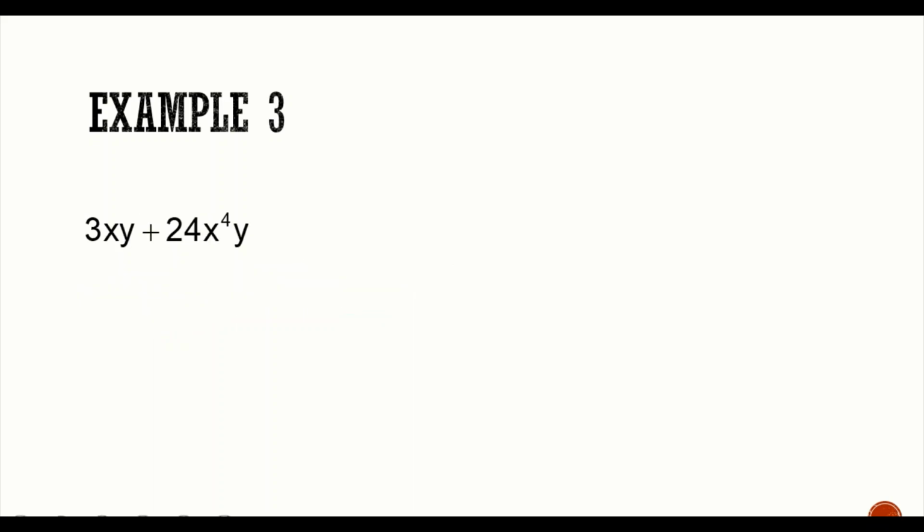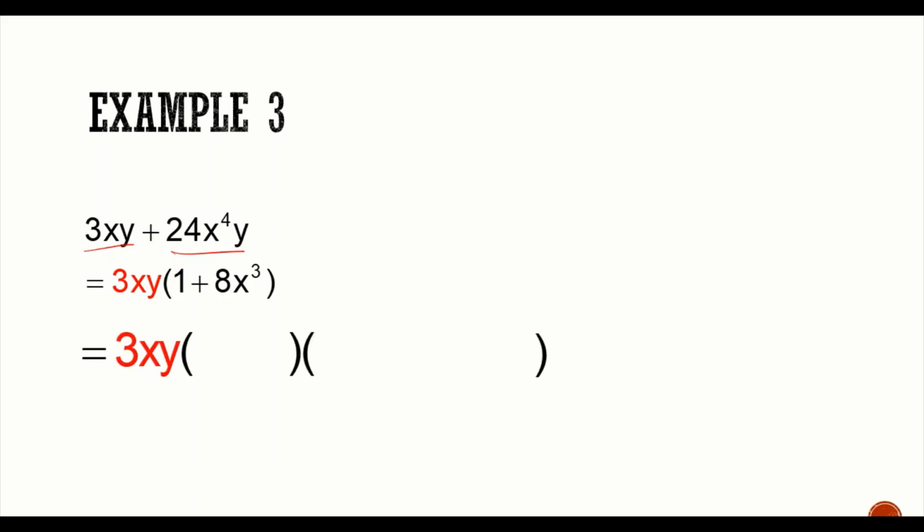For the last example, if you look at this, this is not a sum of two cubes because the first term and the second term, both of these terms are not cubes. But if you take a common factor, you'll be left with the sum of two cubes in brackets. You will carry down the 3xy, which was your common factor, and then you open a small and bigger bracket.